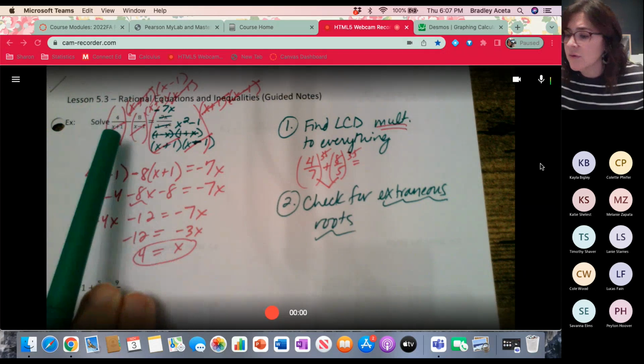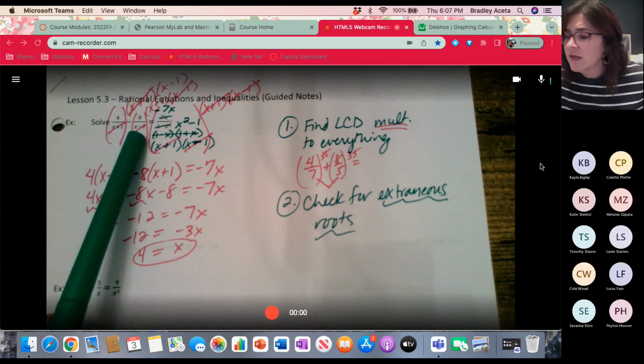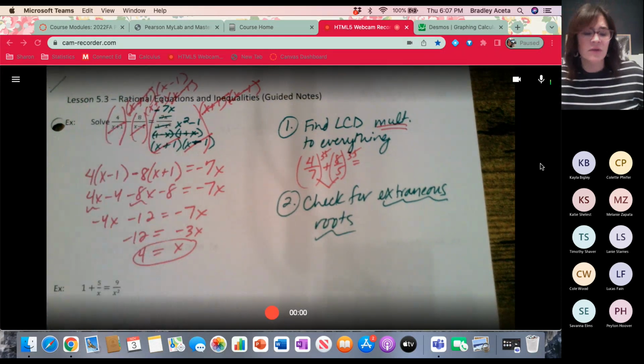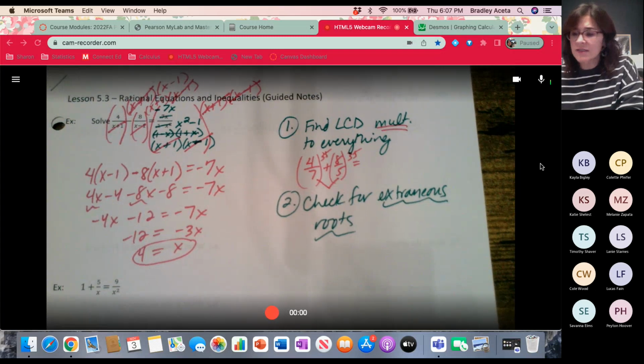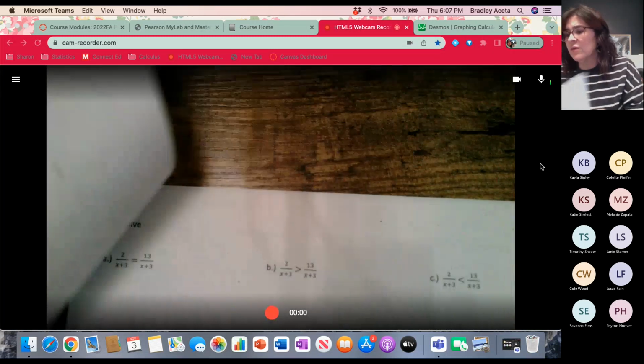This one works. This 4 right here would work fine. It would work fine here. It wouldn't cause a 0 in the bottom. So definitely check for something called extraneous roots. Let me actually show you. Let me skip to an extraneous root that we will have.